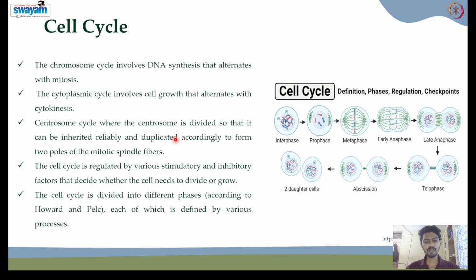And the cell cycle is divided into different phases, each defined by various processes. So this is the cell cycle where various phases, as we have discussed, are interphase, prophase, metaphase, followed by anaphase, telophase, and a single cell divides into two daughter cells. I hope these are basic concepts that you have gone through at the elementary level. So we will focus only on the phases of the cell cycle which are more important in the environmental biotechnology concept.